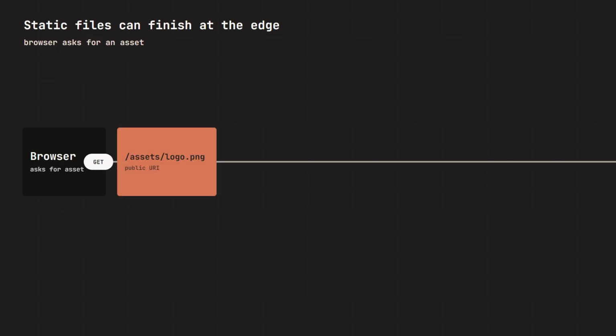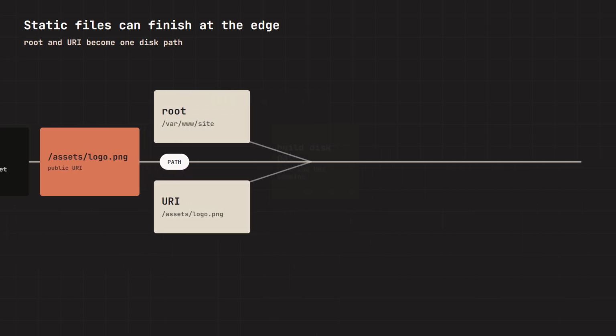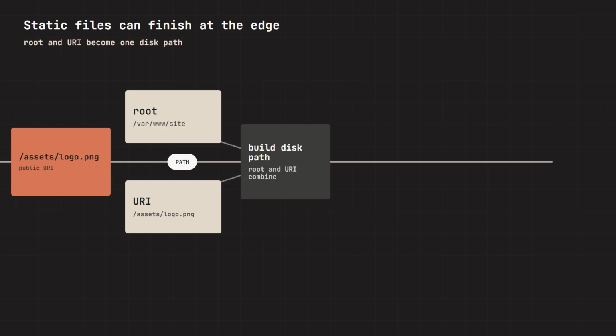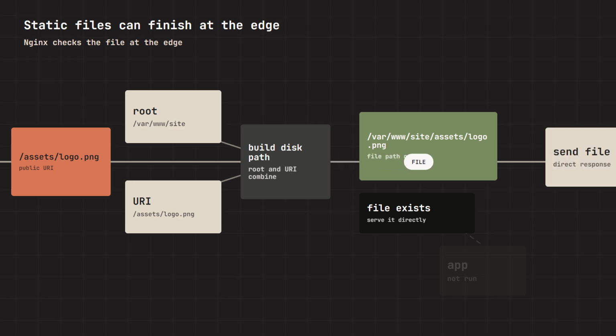A browser asks for a file such as an image or a built JavaScript asset. Nginx can translate that request path into a file path on disk, check whether the file exists, and send the file back directly. When that happens, the backend application does not run. That is not a workaround.